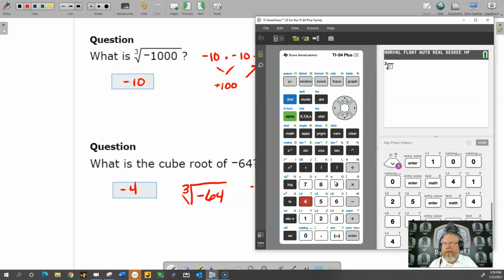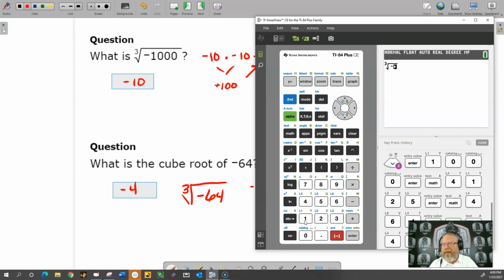Some calculators might have it, some might not. You can find a calculator that does cubed roots. If not, you might just have to do a guess and check. You would have to multiply that number times itself 3 times. You would have to guess, oh, is it negative 10, and multiply negative 10 times itself 3 times? Or is it negative 4, multiply negative 4 times itself 3 times? Those would be possibilities.